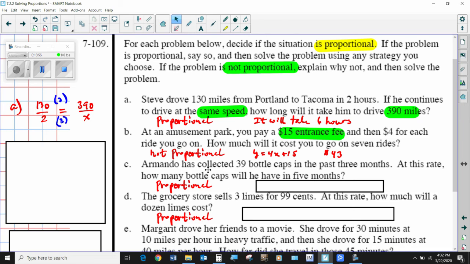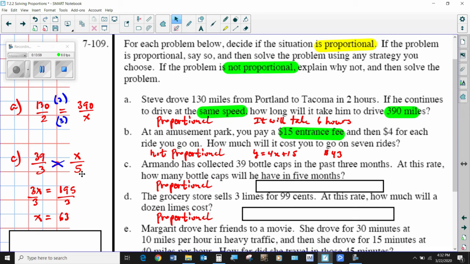For Armando, 39 bottle caps in 3 months is equivalent to how many bottle caps in 5 months? Well, I don't want to use the giant 1 here because I don't want to deal with the repeating decimal. So I just use the cross multiplication. 3 times x is equal to 39 times 5. 39 times 5 is 195, and 195 divided by 3 is 65.